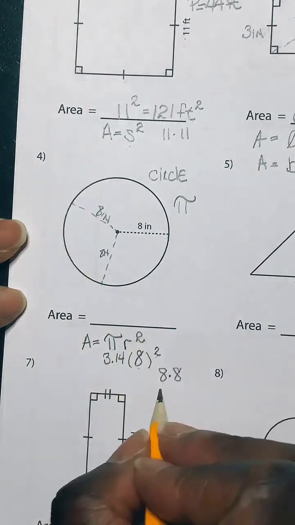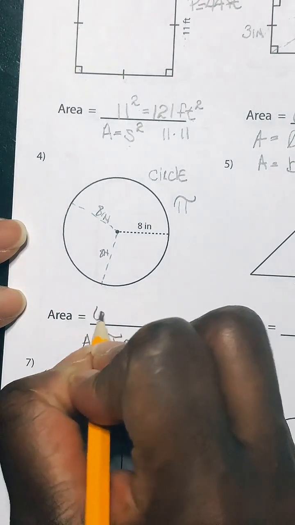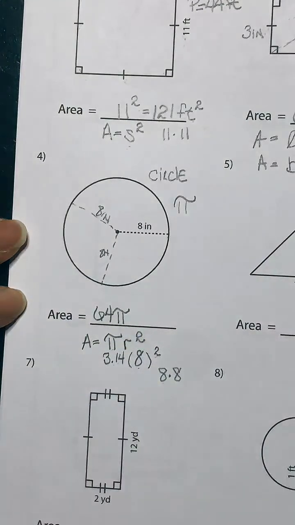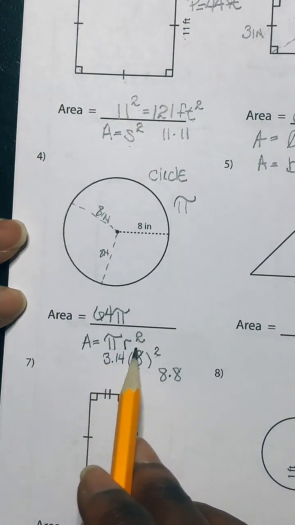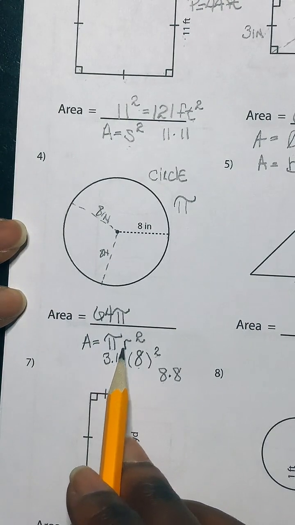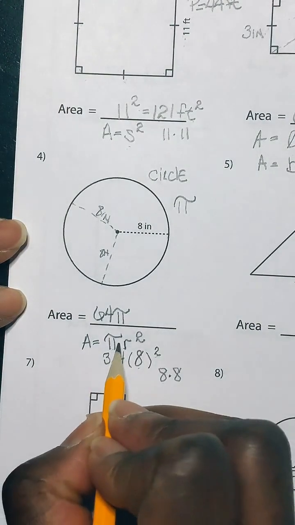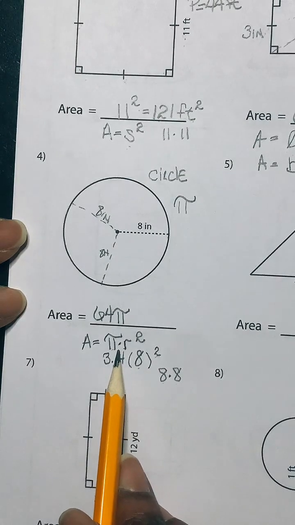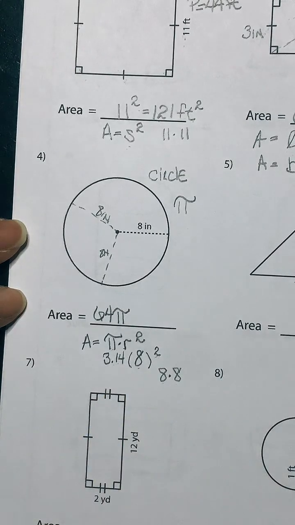So if I wanted to leave in terms of pi, someone had it up here already, it would be 64 pi. Because everything up here, the pi and the r squared, is being multiplied to each other. Again, if you don't see a plus or a minus sign, that means you're dealing with multiplication. Okay, good. I love the 64 is up there.